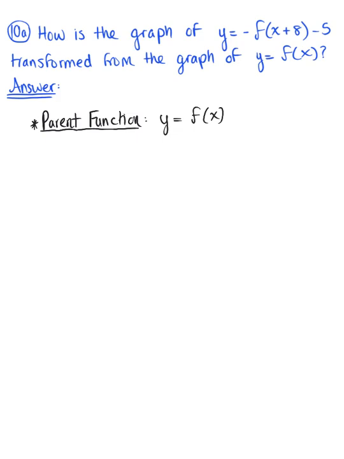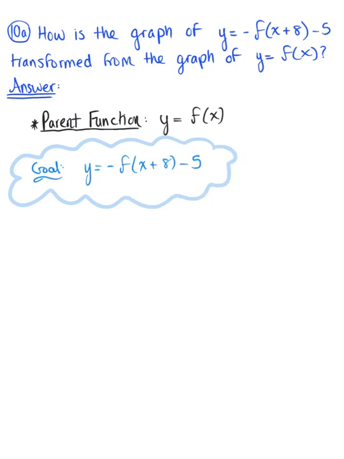And the goal here is to define the transformations needed to attain y is equal to minus f of x plus 8 minus 5. So to get us started, I'm just going to leave the function the way that it's written. And we'll read our translations from the left to the right. So the first thing I'm noticing here is this negative in front of the function. So let's think about the definitions of our transformations to identify what's going on.